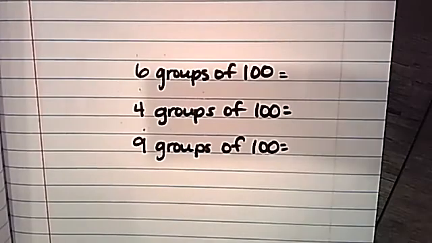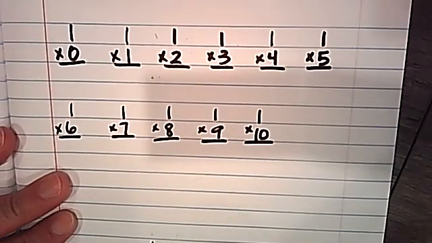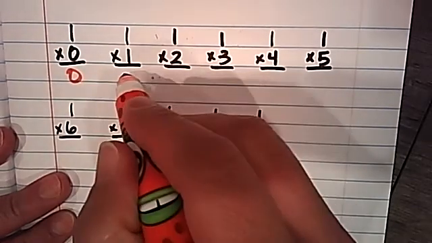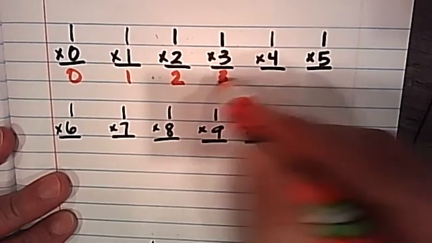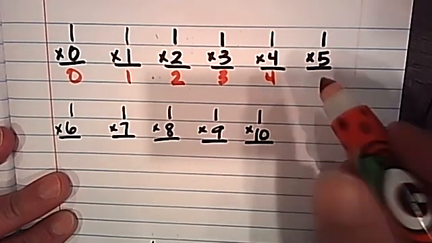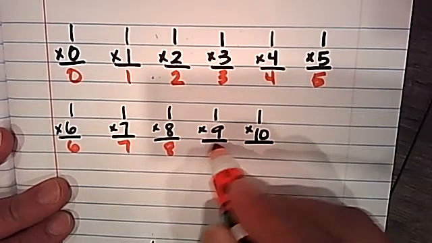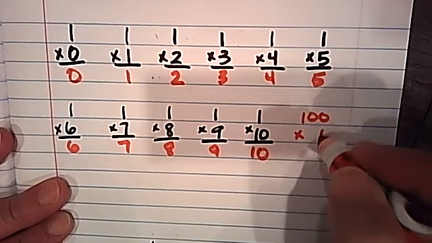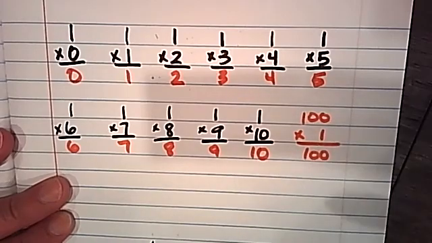So let's look at some problems here and see if we can get some ideas. Now, anything times 0 is 0. 1 times 1 is 1. 1 times 2 is 2. 1 times 3 is 3. 1 times 4 is 4. Okay, anything times 1 is the same number. So you could do big ones too. So 100 times 1 is 100 because we have 100 groups of 1.